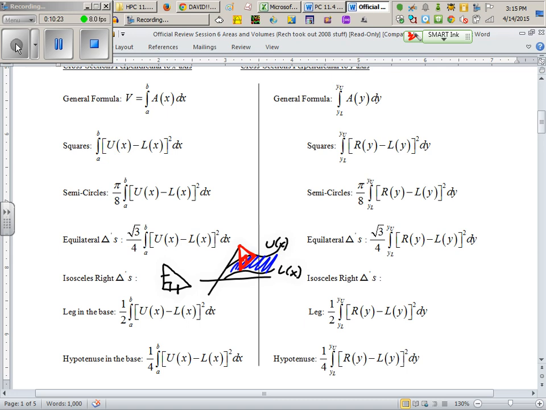On the other hand, if you draw it with the hypotenuse in the base, it would look more like this. Here's your blue region. You've got the hypotenuse resting here, and the right angle is sort of at the top of the picture. Let me draw that a little bit bigger. So here's your blue region. Your hypotenuse is in the base. Here's your right angle right there, see? It's floating above the base. So the hypotenuse is resting on the plane. In that case, you'll just need a 1/4 out front.